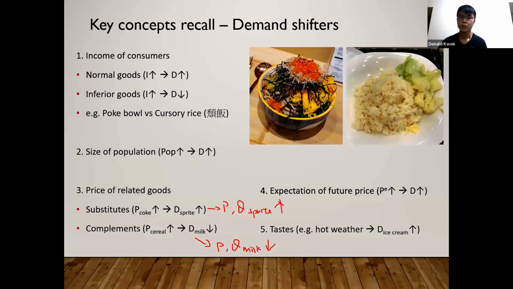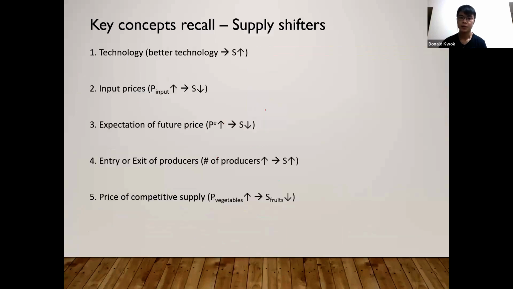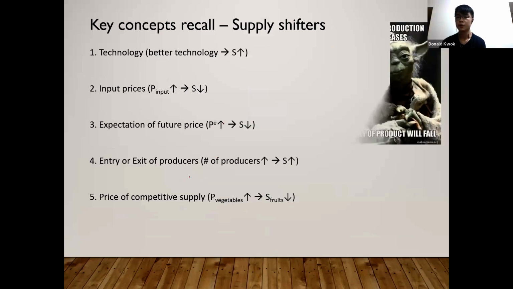Okay, so afterwards, we have the supply shifters. Five points again. The first one is technology. With better technology, you can produce more with the same amount of input. And the second point, input prices. If the price of input increases, this means that your cost of production will increase. So this would lead to a fall in the supply of the good.